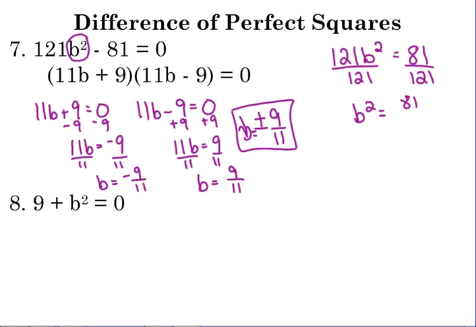So I get 81 over 121. That may reduce. I'm not going to worry about it, though. And then take the square root. So B equals plus or minus. Square root of 81 is 9. Square root of 121 is 11.